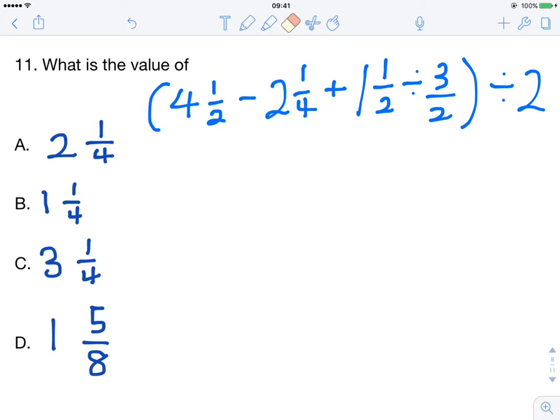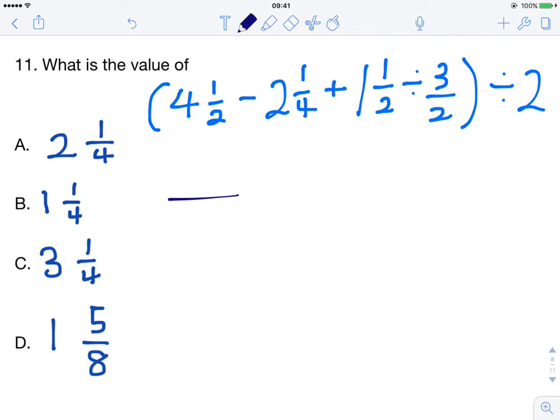So okay, according to BODMAS, what we're going to do first is all this that's here in the brackets. And this can seem a bit daunting at first because you have all these mixed fractions. What I'm going to do is to make them all equivalent, so that they're all over the same denominator. So I'll see if I can make them all of the form something over 4, where x is the numerator.